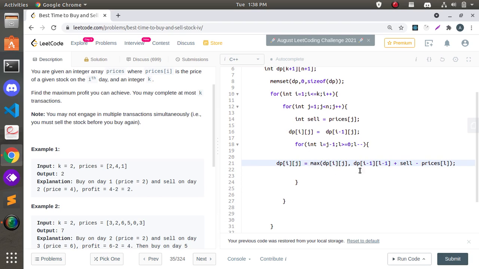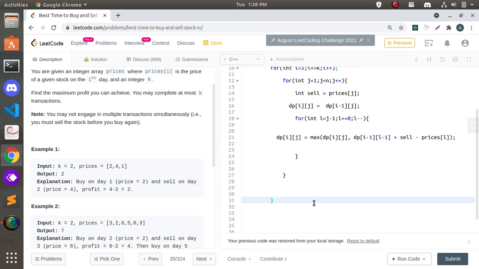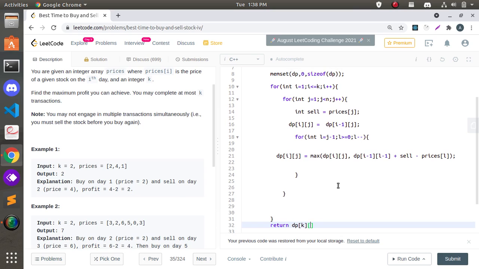So that's it, I think. Now we will simply return. So what should we return? We are going to the kth transaction, and up to the jth part, that is n minus 1. I think it should be right.